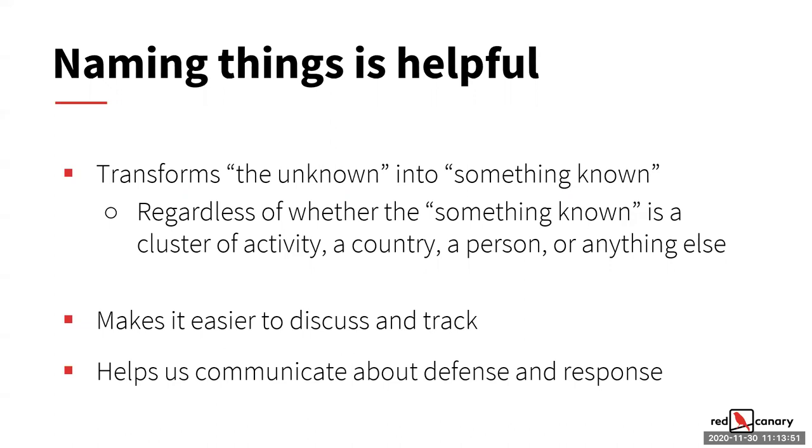And regardless of whether your known thing is just a cluster of activity, or whether you attribute it to a person or a country, which attribution is a topic for another day, naming something is useful to us as intel analysts and as defenders, because then we can talk about, hey, we've seen Persimmon Partridge target us, and here are their TTPs. And if we see this, we know that this is likely to happen, right? So it gives us a way to more easily communicate, to make something real, and to communicate about how we defend against something and how we respond to it. If there's a cluster of something known, then we have a handle on it rather than just the unknown of all of the possible threats out there.